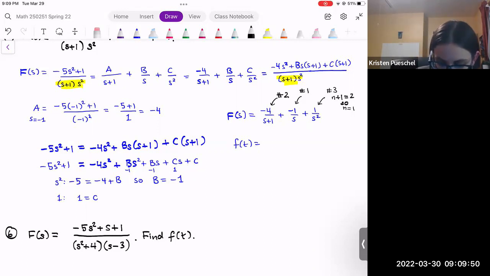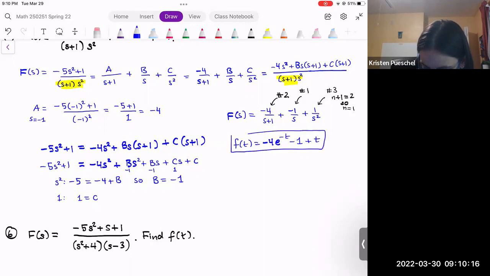Okay, so let's take some inverse Laplace transforms. -4 over s plus 1, its inverse Laplace transform is -4 e to the negative t. -1 over s, its inverse Laplace transform is just -1. And 1 over s squared, its inverse Laplace transform. Remember, n here is equal to 1, so its inverse Laplace transform is equal to just t to the first power, or t. Great.